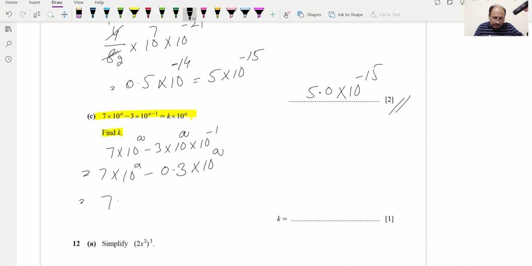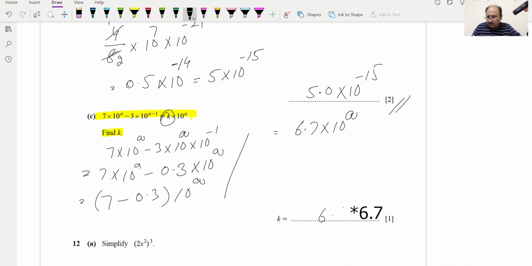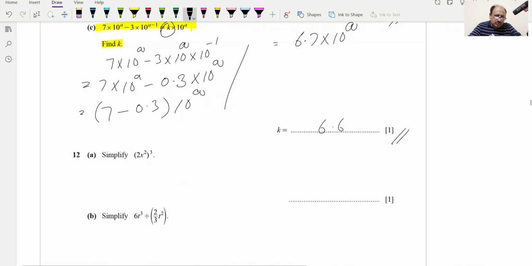Now we can write 10 raised to power a common, and inside bracket will be 7 minus 0.3, and this implies this will be equal to 6.7 into 10 raised to the power a, and they are asking for this k value, which is this one, which is 6.7, so we can write 6.7. This is 1 mark part. Then question number 12, simplify indices question.